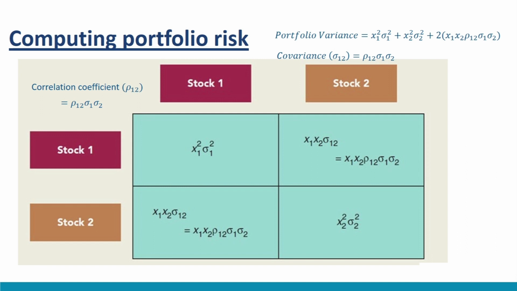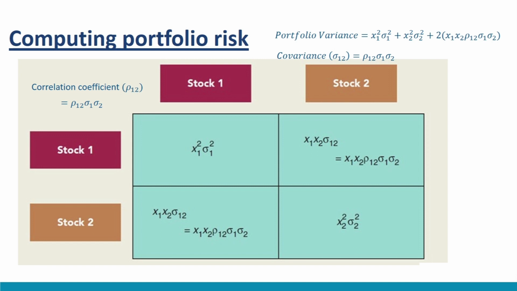If the two stocks move together, then you would expect the correlation coefficient, that is rho 1 2, to be positive, and therefore the covariance to be positive as well. Similarly, if the two stocks move in opposite directions, then you would expect the correlation to be negative. If the stocks are unrelated, then we can expect the correlation coefficient and covariance to be closer to 0.